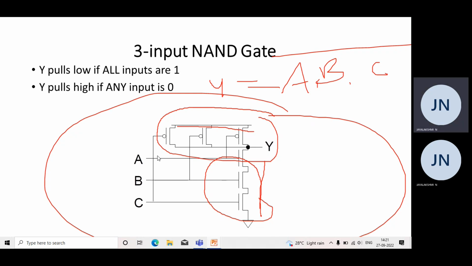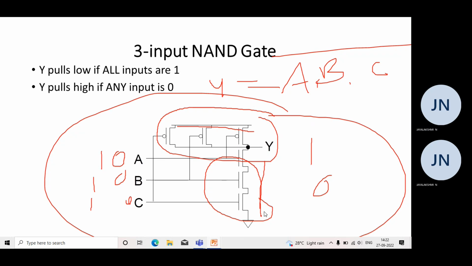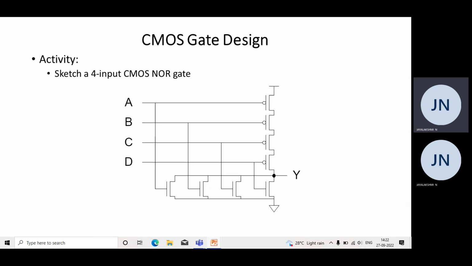Here, if any one of the inputs is 0, the output is 1. If all the inputs are 1, the output is 0. So you have to remember the condition for the 3 input CMOS NAND gate: if any one of the inputs is 0, the output is 1, and if all the inputs are 1, the output is 0. So this is the operation of the 3 input CMOS NAND gate.